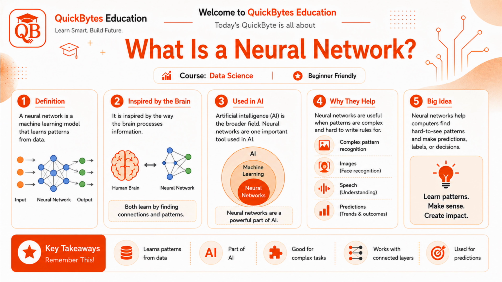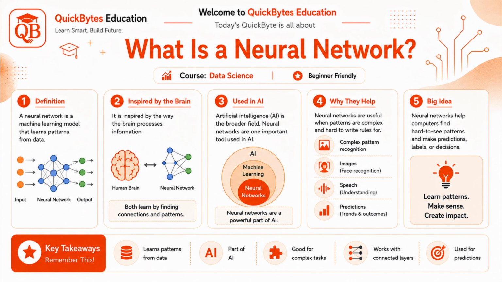A neural network is a type of machine learning model inspired by the way the brain processes information. Machine learning means computers learn patterns from data instead of being manually programmed for every single rule. Artificial intelligence, also called AI, is the broader field of making computers perform tasks that usually require human intelligence. Neural networks are one important tool used in AI.